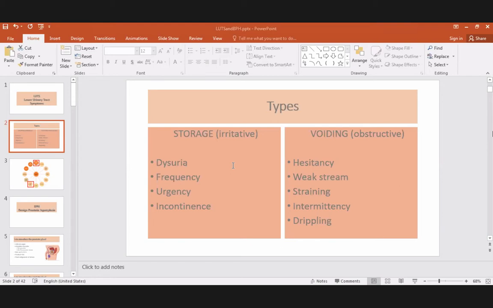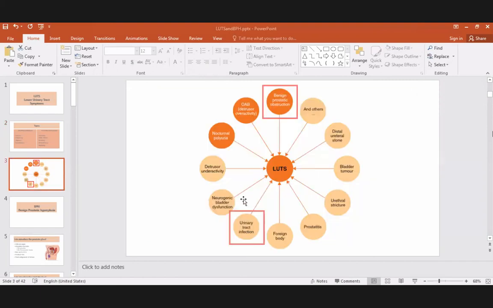So all of these symptoms, hesitancy, poor stream or weak stream, straining on micturition, intermittency and dribbling, they all are called the voiding or the obstructive symptoms. Generally, lower urinary tract symptoms are a broad category, and a lot of conditions present with these symptoms. But generally speaking, the most common cause in the males is benign prostatic hyperplasia or benign prostatic obstruction. And the most common cause in the females is urinary tract infection. These highlighted ones are the most common causes in the males and the females.